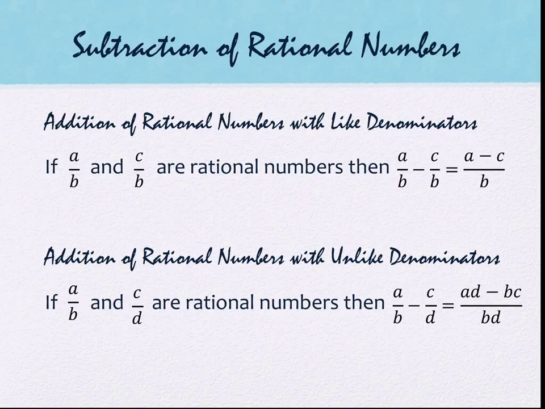All right, so if we have a over b and c over b, they have the same denominator, and we want to subtract them. We do the same thing like we did with the addition. We subtract the numerators, right? A minus c on top, and we keep the denominator the same.